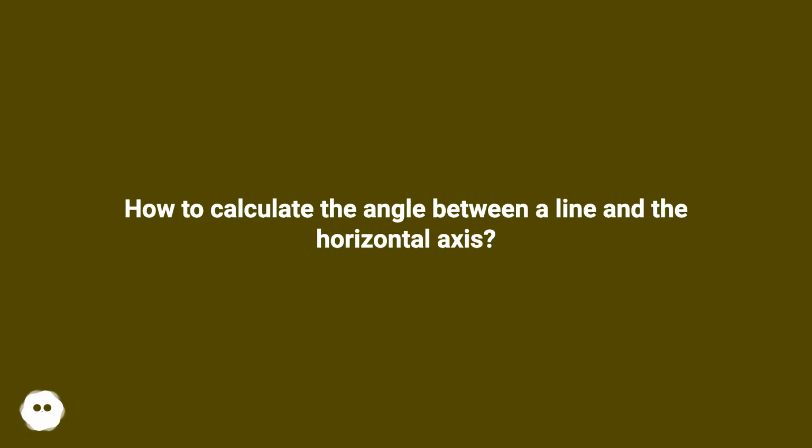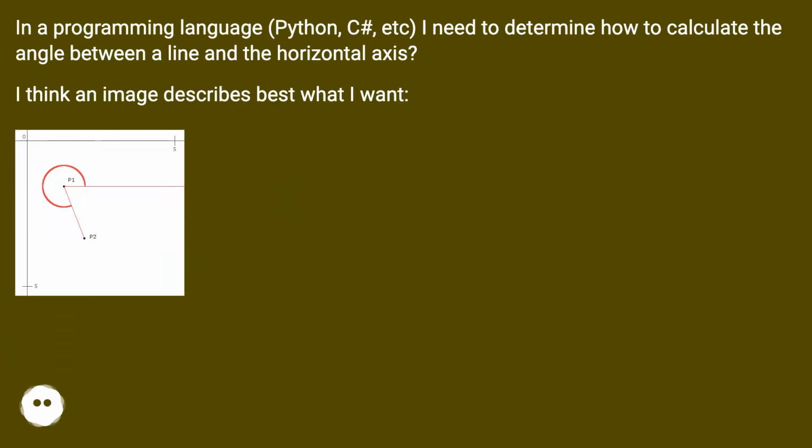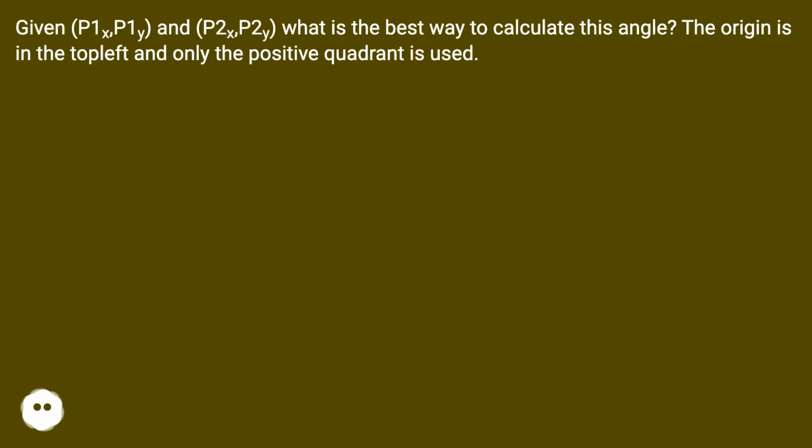How to calculate the angle between a line and the horizontal axis. In a programming language, Python, C#, etc., I need to determine how to calculate the angle between a line and the horizontal axis. I think an image describes best what I want. Given P1x, P1y, and P2x, P2y, what is the best way to calculate this angle? The origin is in the top left and only the positive quadrant is used.